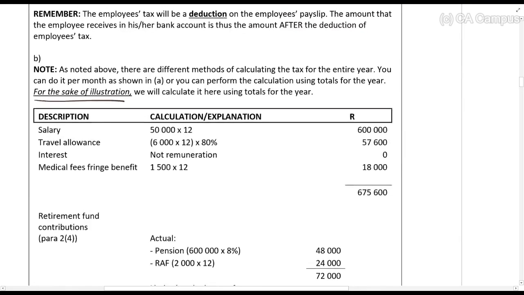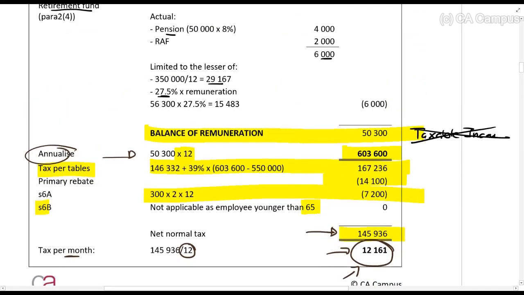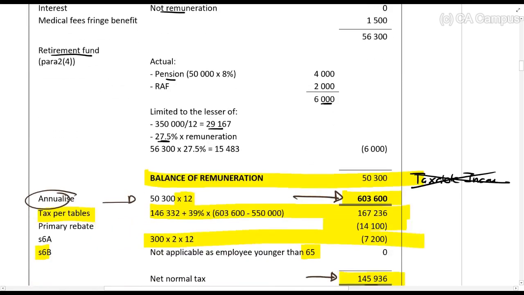So this is now part B. So here's our salary. So here I've multiplied by 12, multiplied by 12. You'll see I've done everything here by 12 just to show you the different alternative. Look at the pension fund deduction now, limited to 350. Can you see? We don't say divided by 12 here because everything is for a year. Right. So 603,600. Look here. 603,600. It's the same as that amount we calculated in the previous one under the annualized amount.